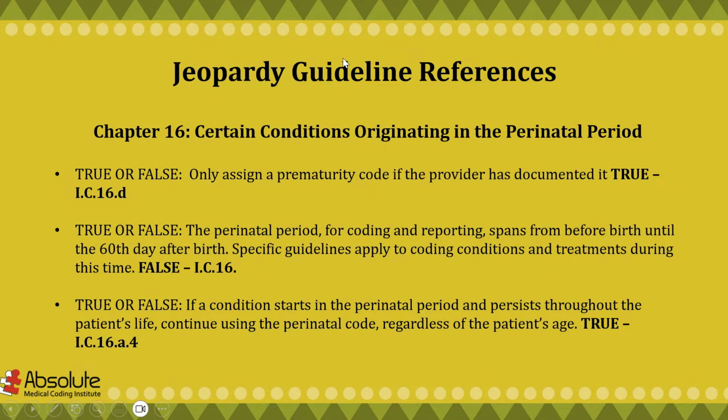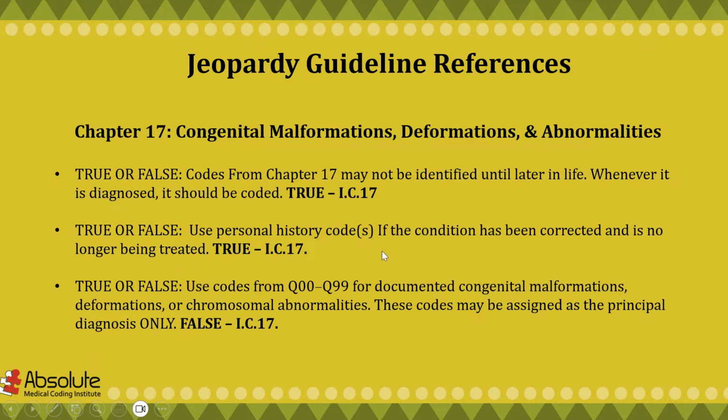Chapter 16, certain conditions originating in the perinatal period. Questions, answers, guidelines. And then last but not least, this is going to be our chapter 17, congenital malformations, deformations, and chromosomal abnormalities.